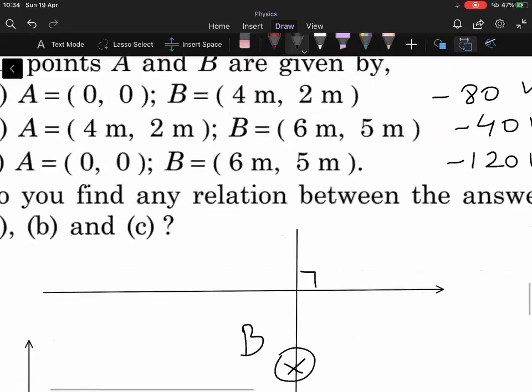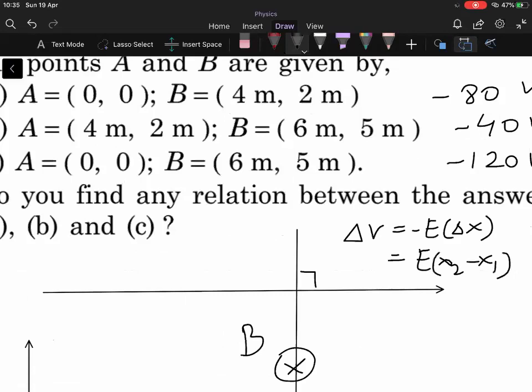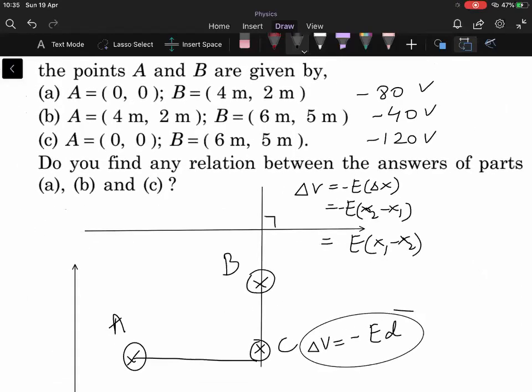The general expression will be written as delta V is equal to E delta X with a negative sign, or E times X2 minus X1 with a negative sign, or E times X1 minus X2. Okay. Now the next problem is related to this question itself, which you can try out at home afterwards.